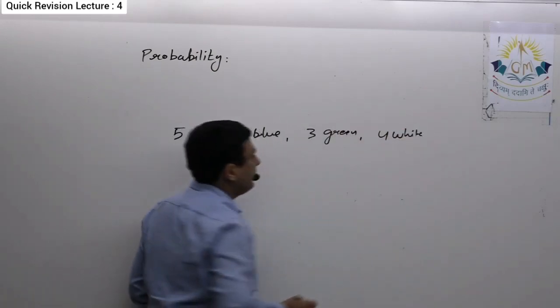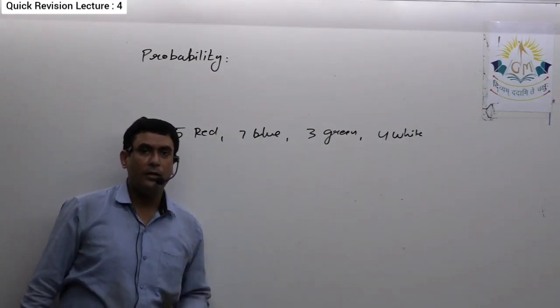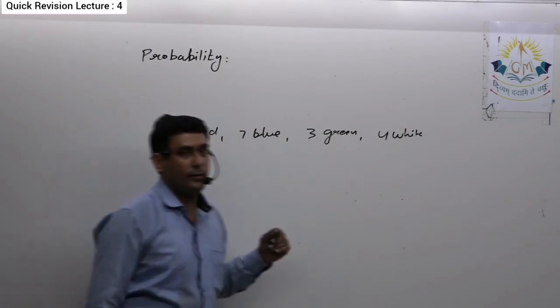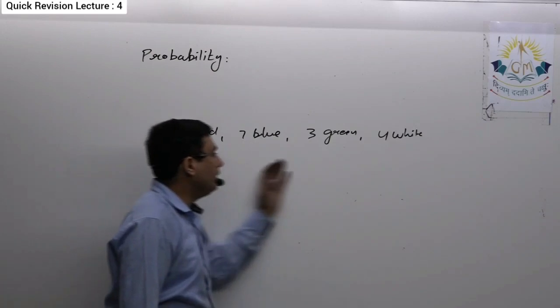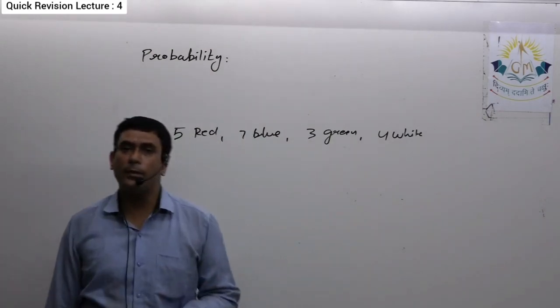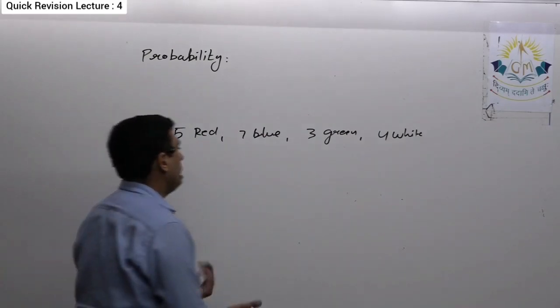Okay, now what is the probability? Now one ball is taken out at random from this bag. What is the probability of getting a black ball? So no black ball is in the bag, so the probability will be 0. It's an impossible event. If a ball of that color is not inside the bag, it is not possible to take it out.